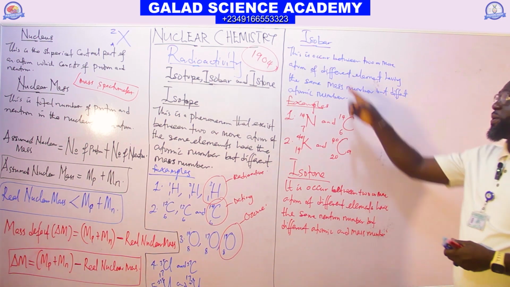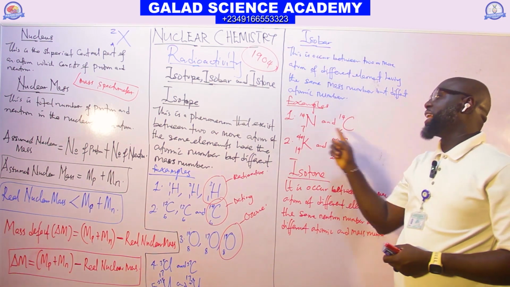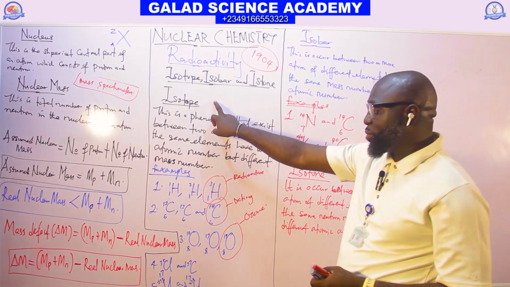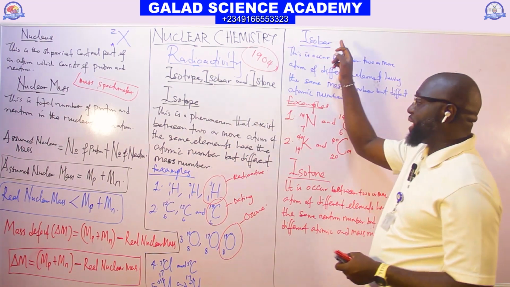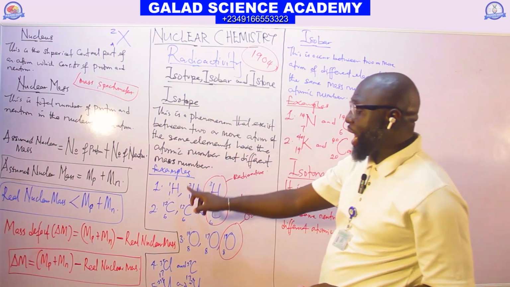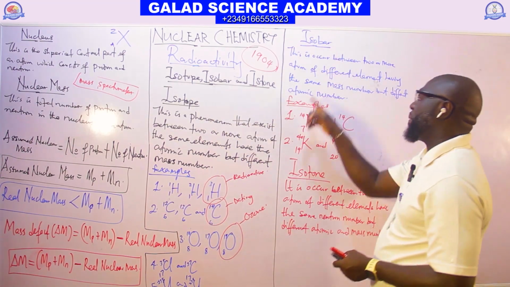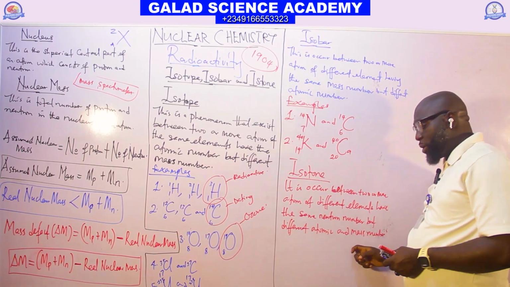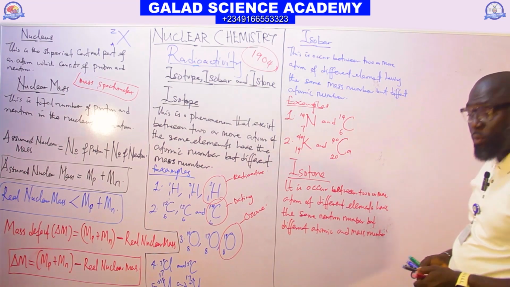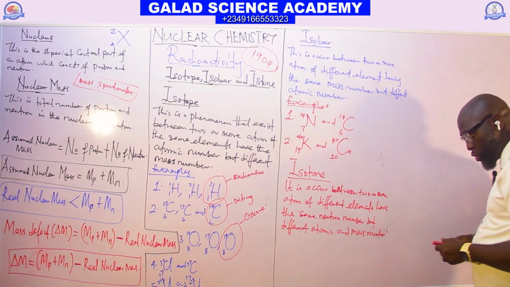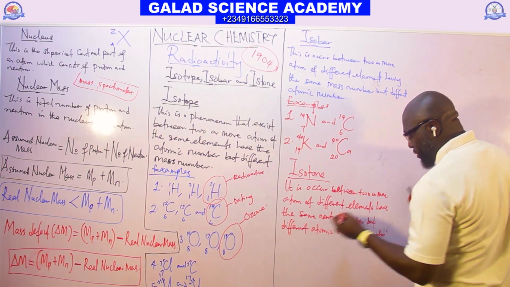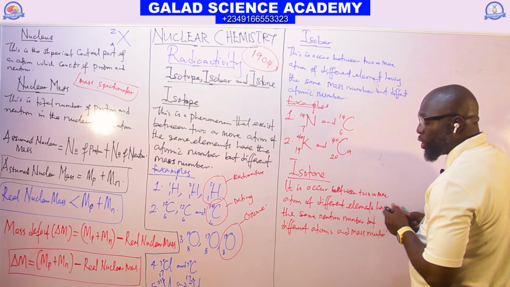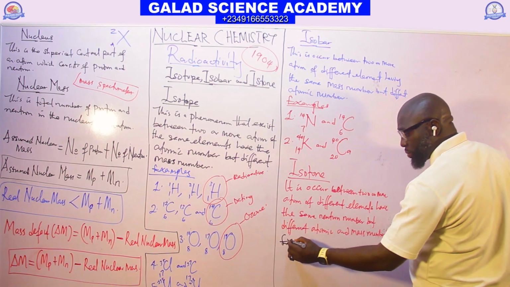So in isotope, the atomic number is the same. Isobar, the mass number is the same. Isotone, the number of neutrons is the same. Examples of isotones.